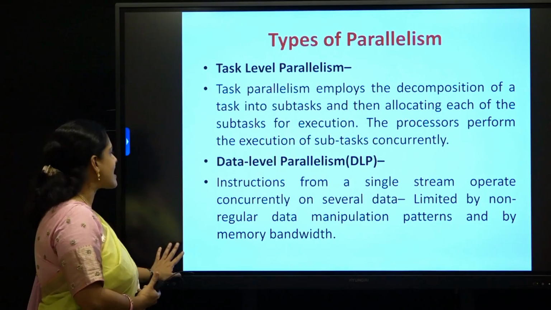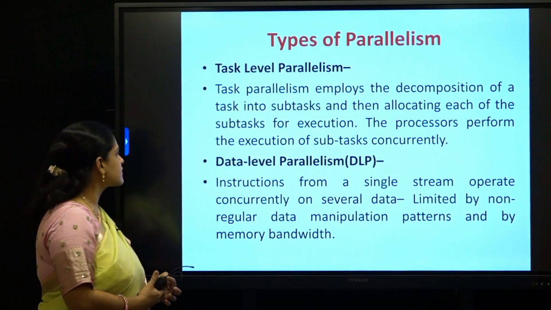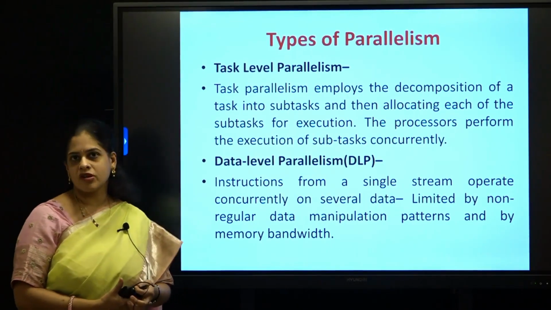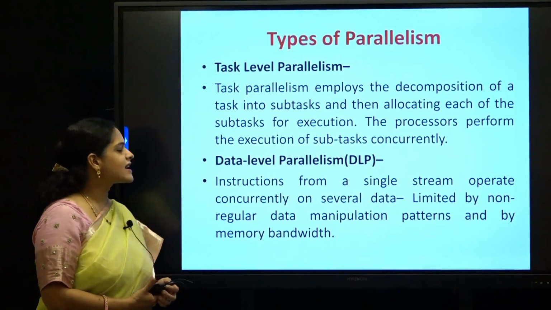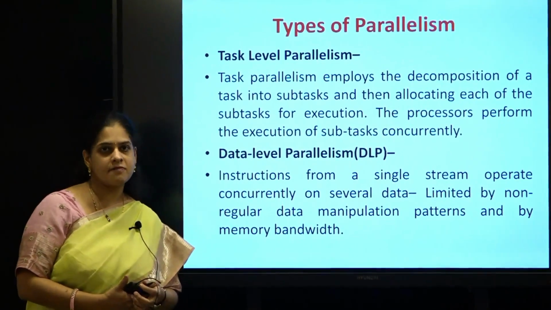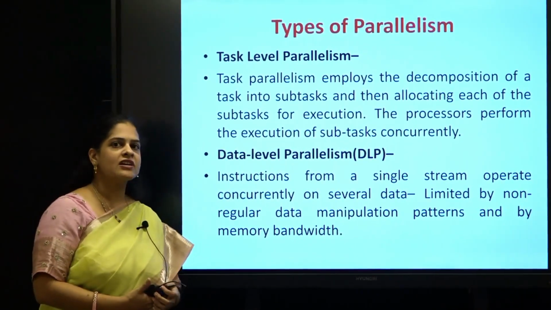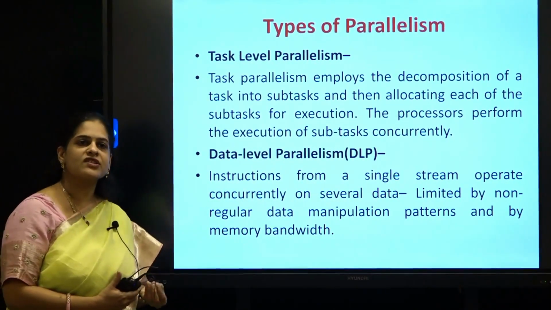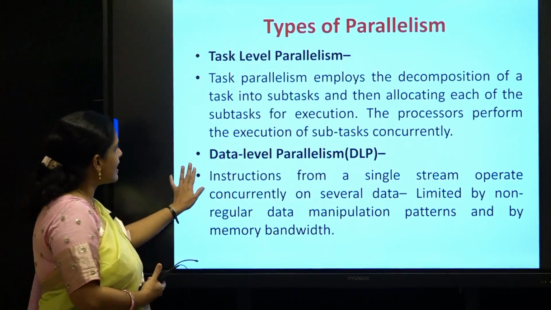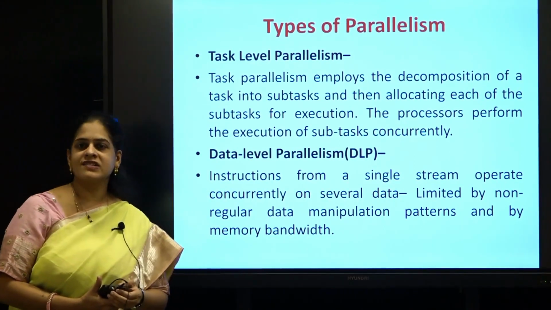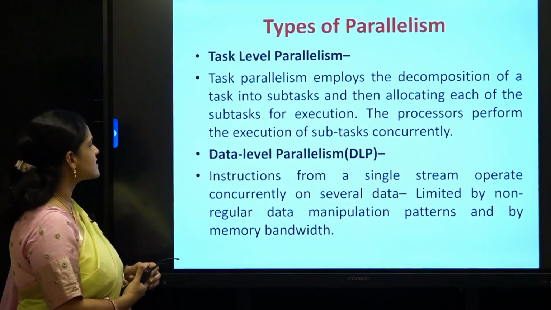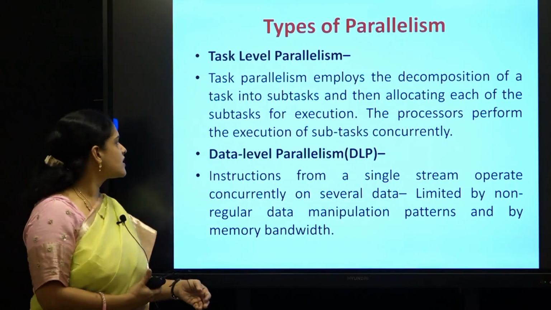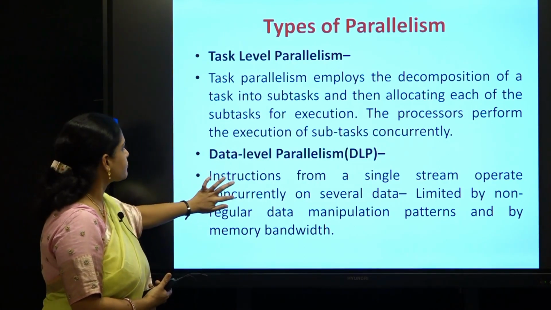Coming to data level parallelism, we have already seen the concept of Flynn's taxonomy in the 4th unit, where we came across the single instruction multiple data stream, which means a single instruction is executed on multiple CPUs with different sets of data. So data level parallelism implements the concept of single instruction multiple data streams. The instructions of a single stream operate concurrently on different sets of data. That is called data level parallelism.